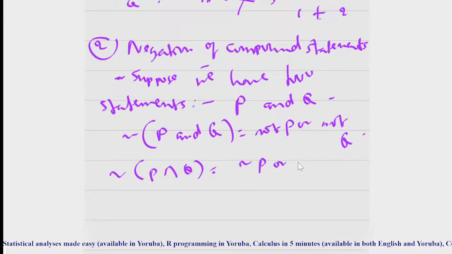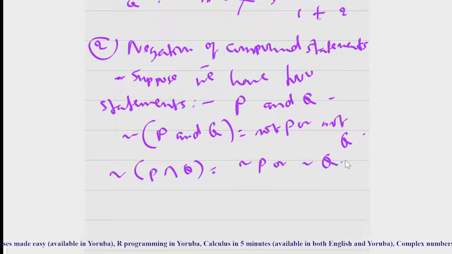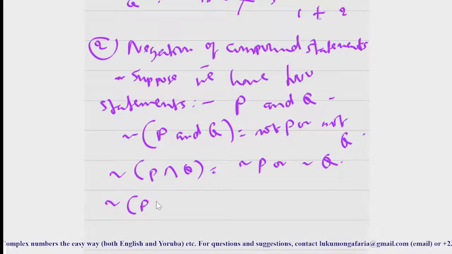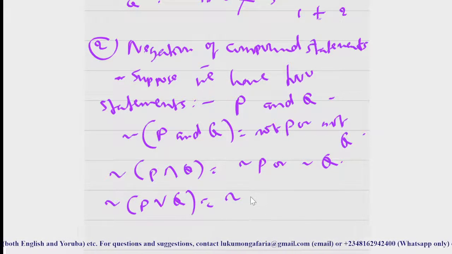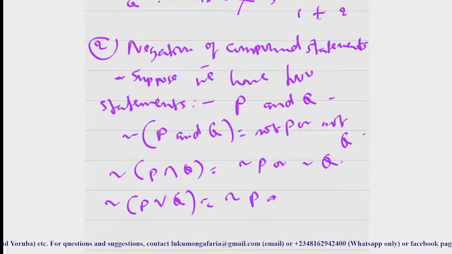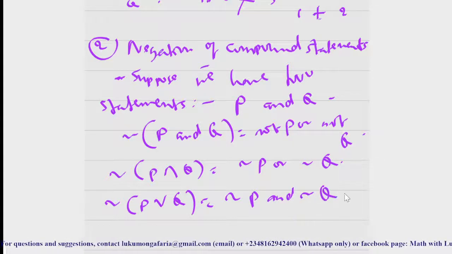Not P or what? Or not Q. So we call this what? De Morgan's theorem. So we have De Morgan's theorem of set as well. So De Morgan's theorem is also applicable to logic. So conversely, you can say what? That is, when you have the negation of P or Q, it's also the same thing as what? Negation of P and what? And negation of Q. I'm going to explain that.